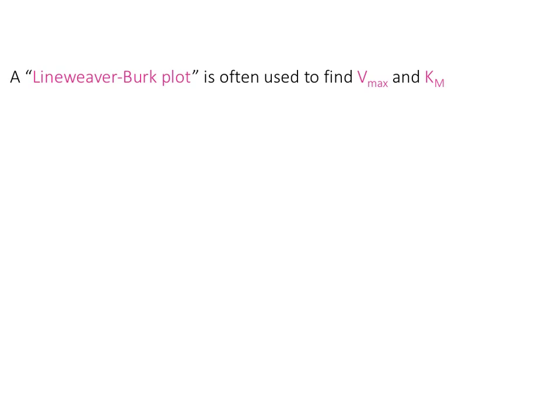So it turns out if you linearize the Michaelis-Menten plot, you get a Lineweaver-Burk plot. And these Lineweaver-Burk plots are often used to find Vmax and Km. So this is what it looks like. It's a linear plot where the y-axis is 1 over V0 and the x-axis is 1 over substrate. So it takes the Michaelis-Menten plot, the hyperbolic plot, and it linearizes it.